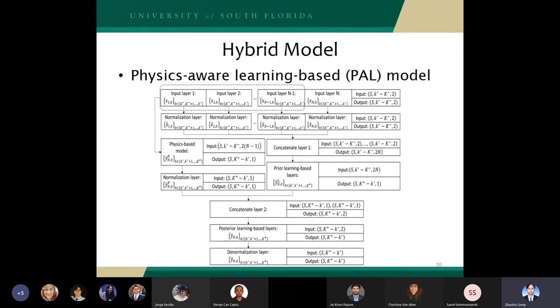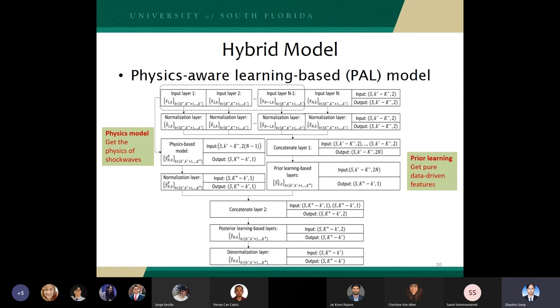The information of N vehicles, for example, the speeds and positions. On the one hand, we get the physics of shock waves with a revised physics-based model. And the input of this physics-based model includes the information of preceding vehicles from vehicle 1 to vehicle n minus 1.